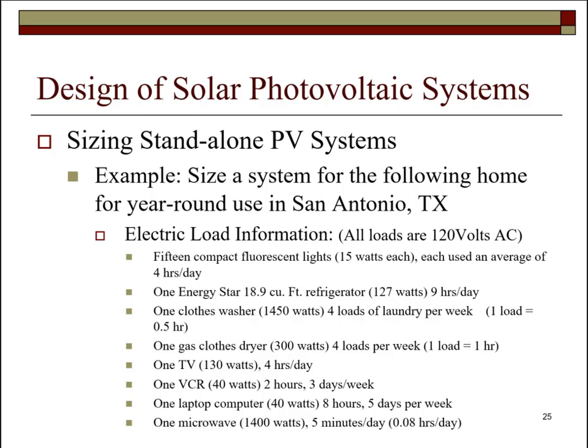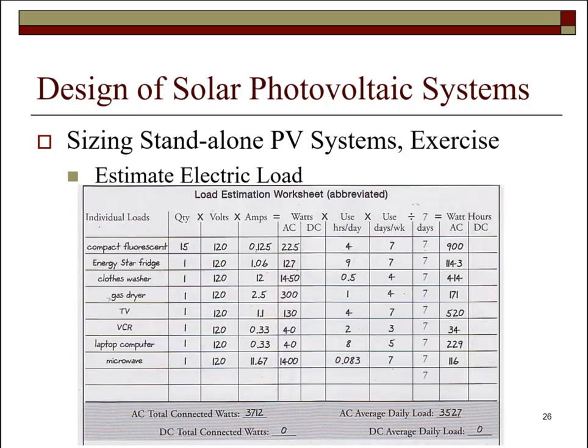So let's do an example. In this case, the individual electric appliances and lighting are added to obtain the design average AC load. The tabulation of the AC average load is 3,527 watt-hours per day.